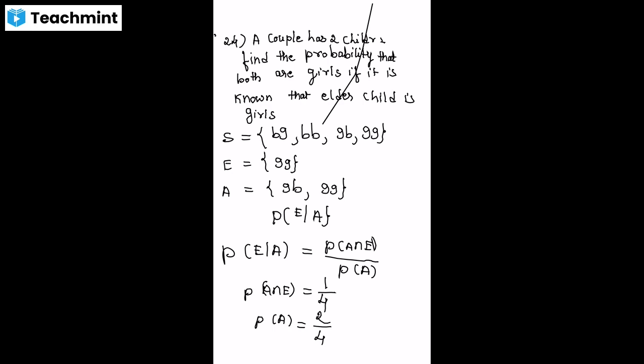Let me substitute here. Probability of E conditional on A is equal to 1 by 4 divided by 2 by 4. The 4 gets cancelled, so probability of E conditional on A is 1 by 2. Both are girls, in which the elder one is also a girl, so that is only one chance. This completes the 2 marks question.